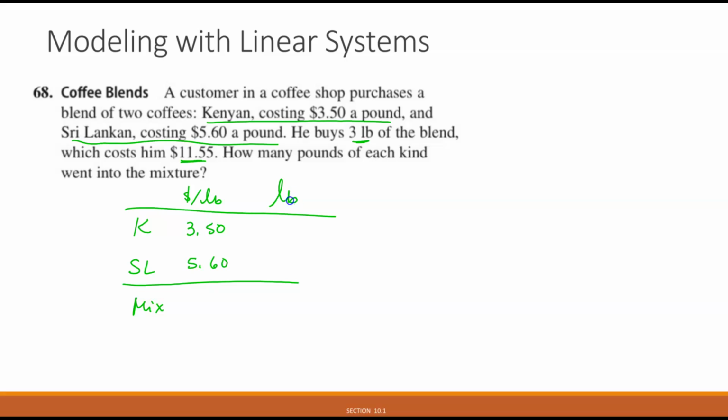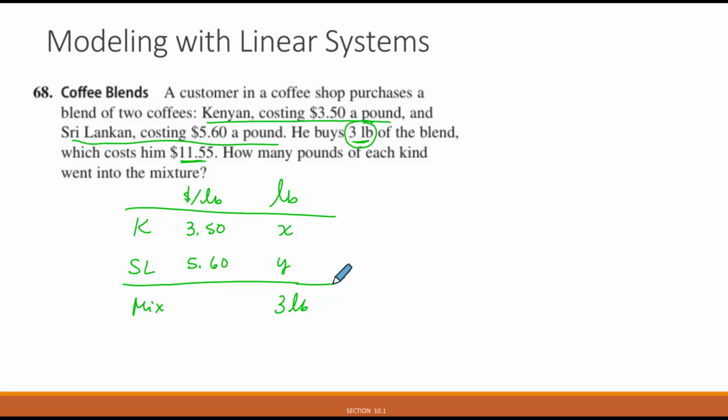So then for pounds that we buy, how many pounds of each? We'll call X for the Kenyan, we'll call Y for the Sri Lankan. We know that X plus Y is 3 pounds. That's the total number of pounds that is bought. So 3 pounds of the blend, which costs him $11.55. So that's going to be the total.